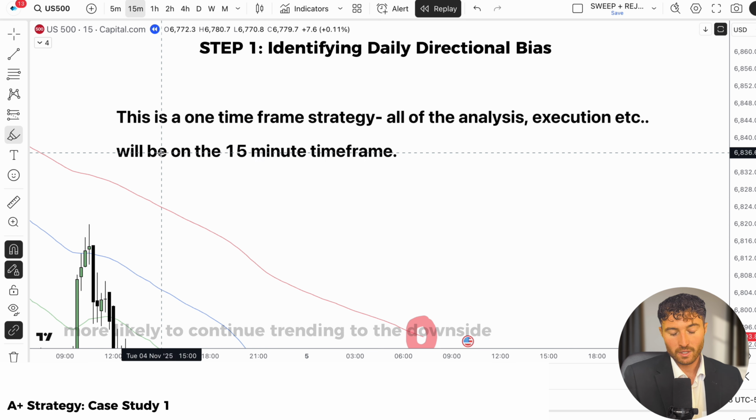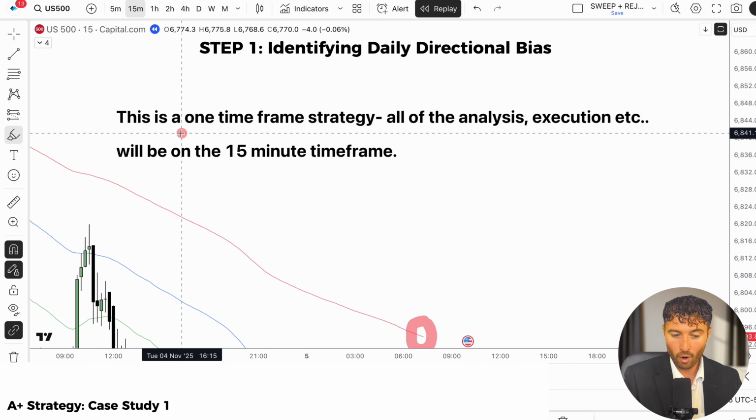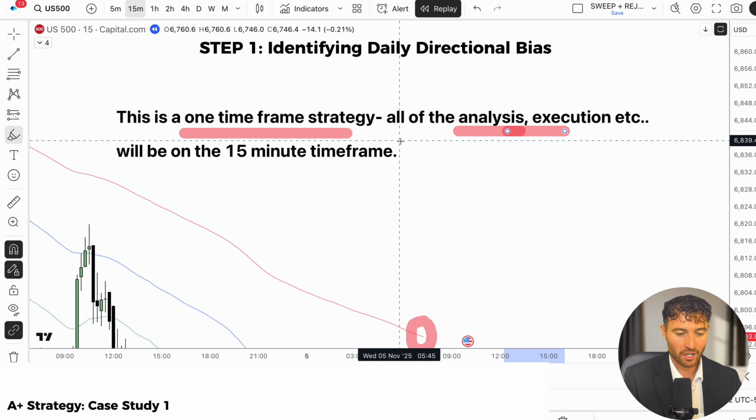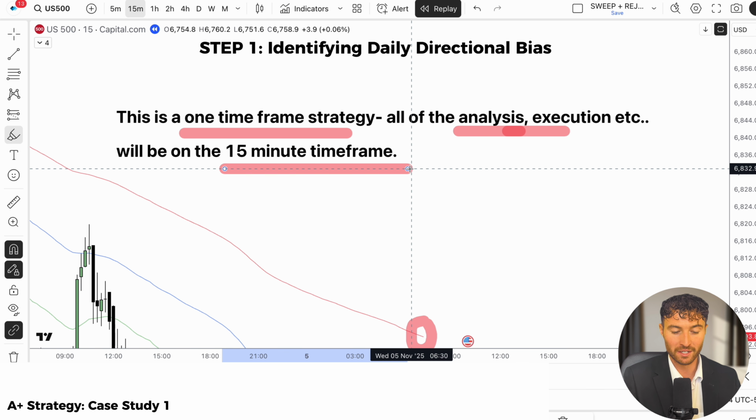As you can see, price is moving from top left to bottom right. So just in terms of a general macro bias, we know that we're going to be sell bias on this market. And we know that this market is way more likely to continue trending to the downside. It's very important to note that this is a 1 time frame strategy, which means that all of the analysis, the execution, everything will be on the 15-minute time frame.